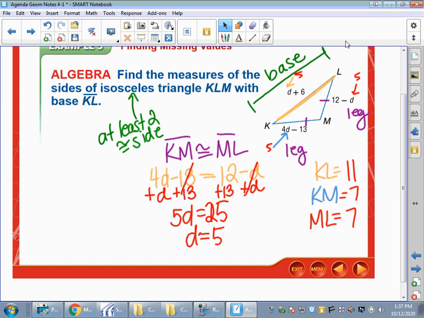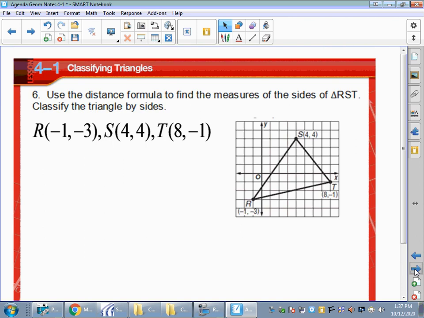All right, one last thing. It's everybody's favorite. I've got myself a coordinate plane. Use the distance formula to find the measures of the sides of triangle RST. Classify the triangle by its sides. So in other words, is it equilateral? Is it isosceles? Or is it scalene? Does it have 3 congruent sides, at least 2 congruent sides, or no congruent sides?